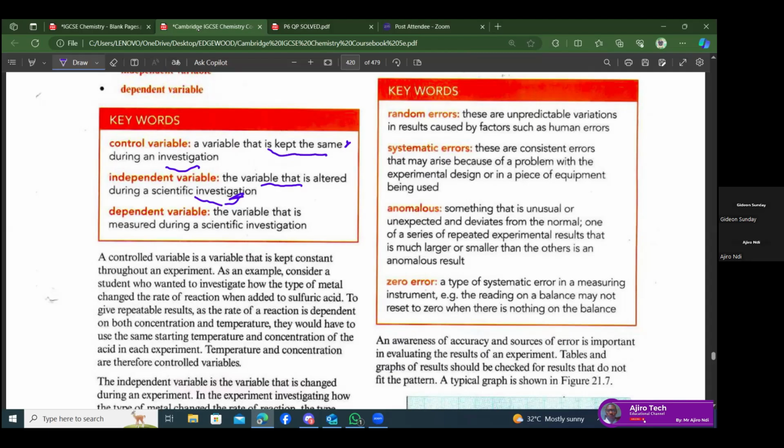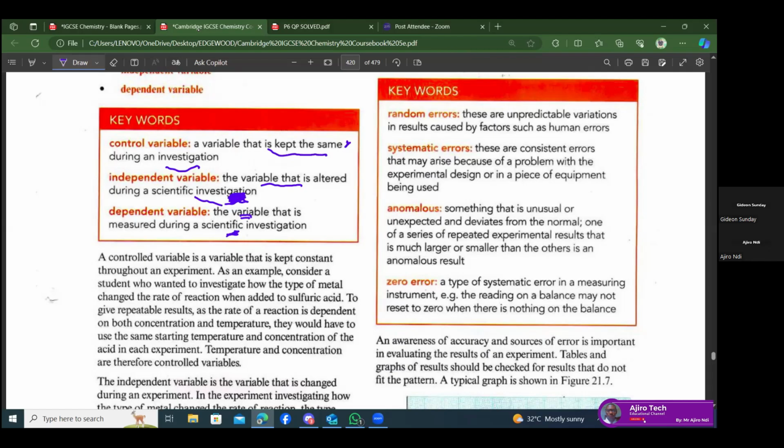So you have to know your variables. And then there is a dependent variable, this is one you measure, okay? For instance, you're trying to determine the rate of reaction. You're measuring the volume of gas produced. So the volume of gas produced is the dependent variable. And what you probably change is the mass of the metal or the amount of the metal. That could become the independent variable. But what you measure after you have changed the independent variable is the dependent variable.